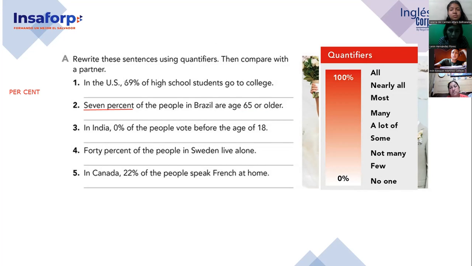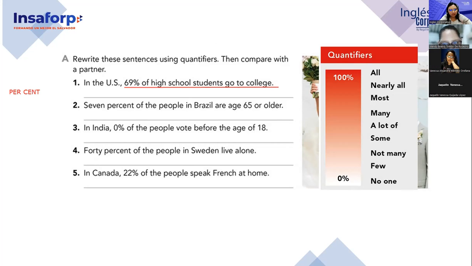What do you think about this one? ¿Qué piensan de esto? Los estudiantes de bachillerato van a la universidad. Luego de graduarme de bachillerato, ¿qué porcentaje creen ustedes que sucede en el país? How many students go from high school to the university or college? Some. Pero traten de darme mejor un porcentaje. ¿Será el 10% de nuestros estudiantes? ¿El 70%? 50%. ¿Será el 100%?